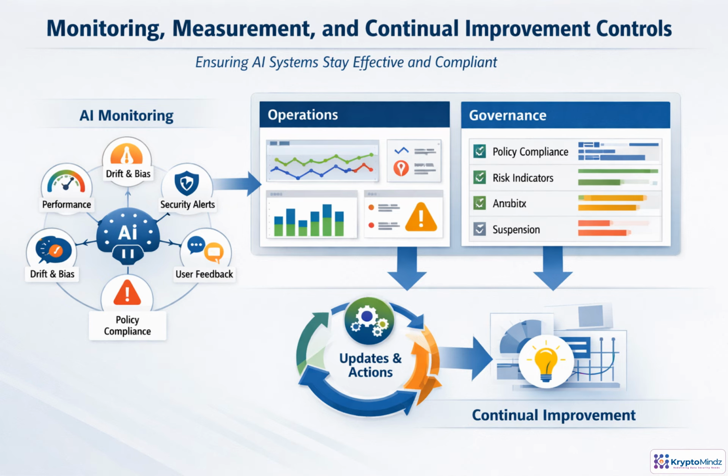After deployment, monitoring becomes the control loop that keeps an AI system trustworthy. It should watch model performance, drift, bias signals, security events, user feedback, incidents, and compliance with policy. Dashboards translate those signals for two audiences: engineers who operate the system and governance teams who need oversight. When thresholds are crossed, predefined actions follow: investigate, roll back, retrain, escalate, or suspend. The goal is not reporting for its own sake. It is continual improvement.